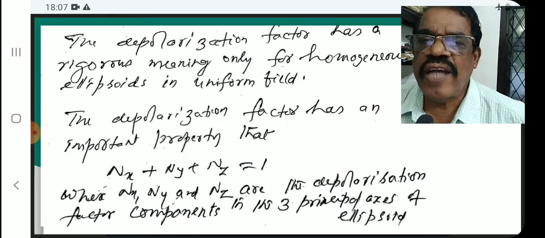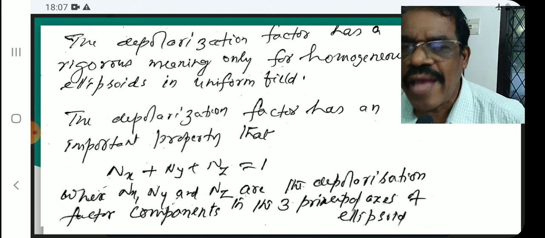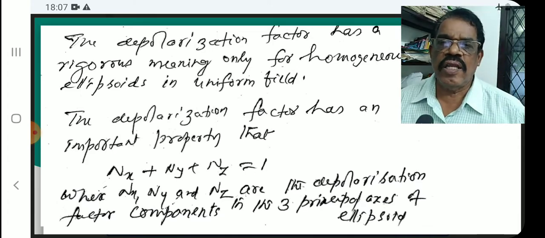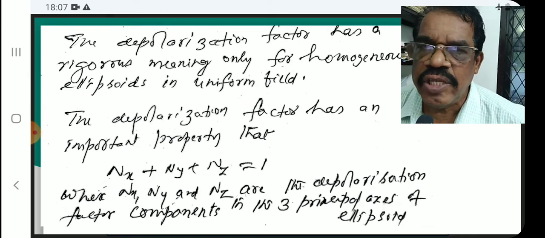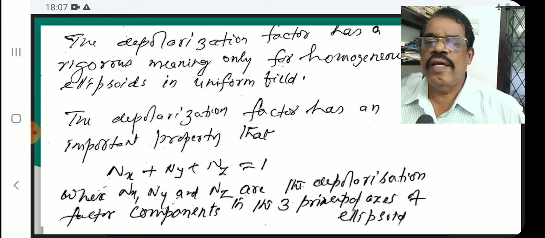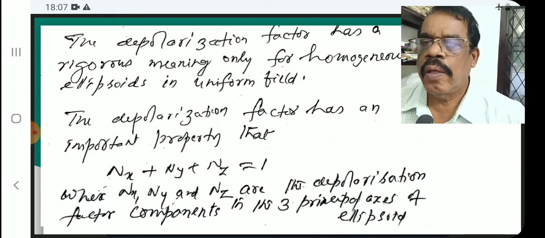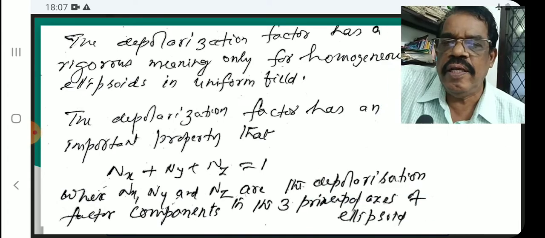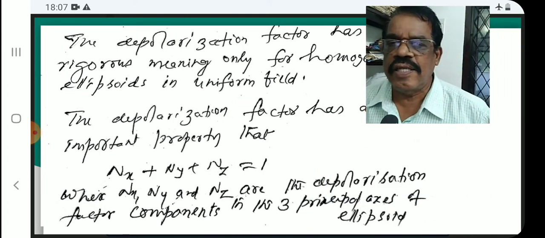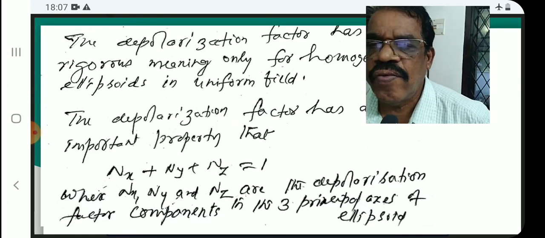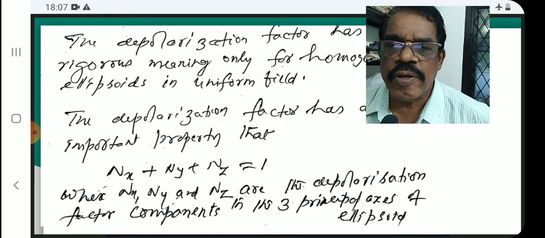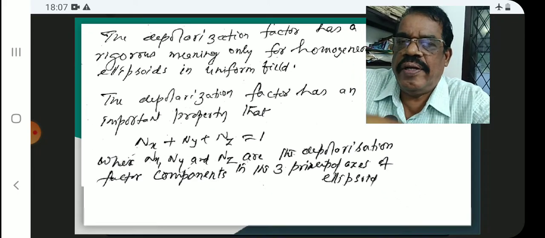The depolarization factor has an important property that Nx plus Ny plus Nz is 1. The factor has components, and the sum of the three components is equal to 1. When we put N is 1, we get E1 is equal to minus P by epsilon 0. Here Nx, Ny and Nz are the depolarization factor components along the three principal axes of the ellipsoidal or spheroidal dielectric.